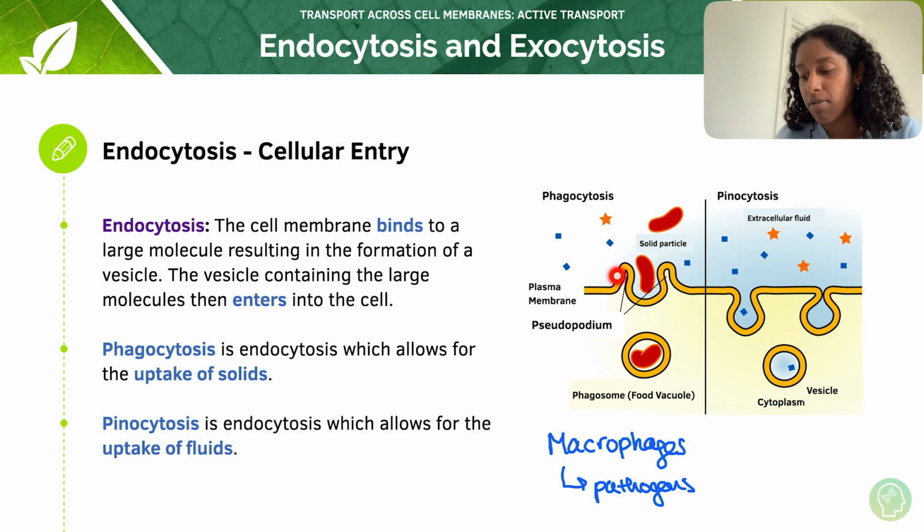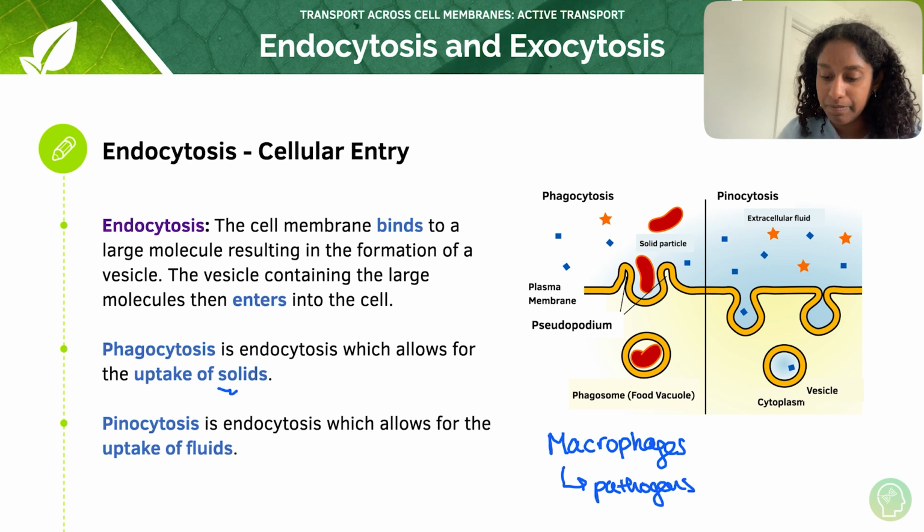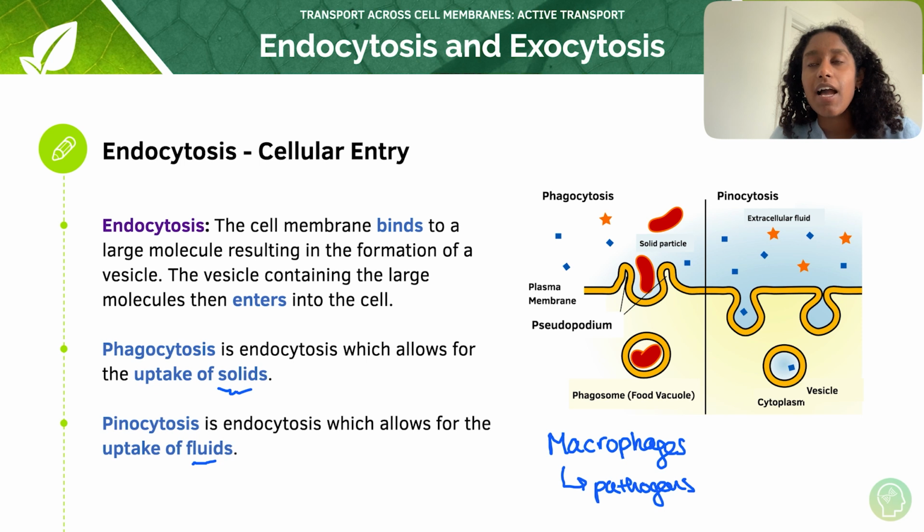And all that is the plasma membrane bubbling around this solid particle or a pathogen on the outside of the cell and bringing it into the cytoplasm of that cell. So it's a type of endocytosis. Pinocytosis is very similar to phagocytosis, except it allows for the uptake of fluids. So phago is for solids, pino is for fluids. Okay, and that's endocytosis. So we've covered active transport, we've covered two types of cytosis, exocytosis and endocytosis.